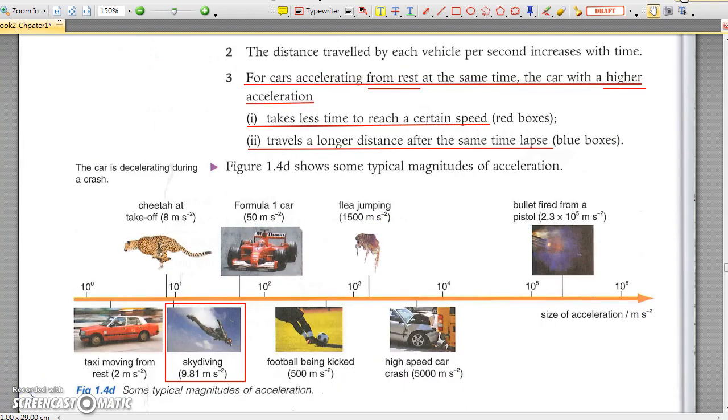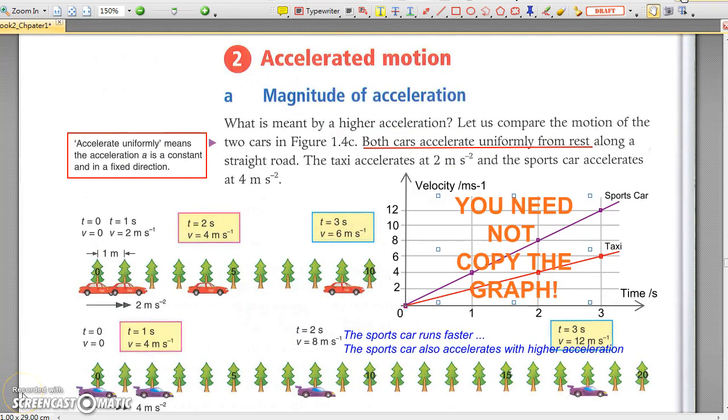Since both cars start from rest, the sports car takes less time to reach a high speed and travels a longer distance after the same time interval. Let's plot a graph to show how the velocities of the two cars change with time. The velocity-time graph of the sports car has the steepest slope. Why? You may refer to page 46 for the explanation.